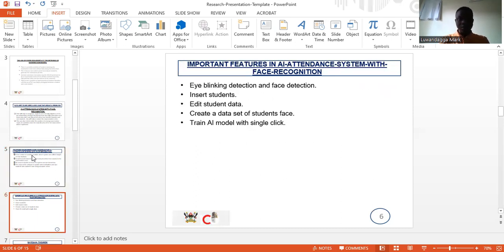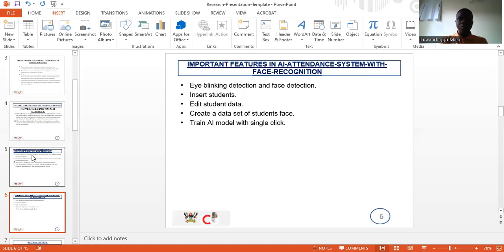The important features in an AI attendance system with face recognition are face detection, and inserting students. It should be able to insert new students into the system, then edit student data. If some students have a retake and they pay for the retake, that means they should be able to sit for that paper. That means the student data has been edited. Then create a dataset of students' faces. Different students have different faces; we all don't have the same faces.